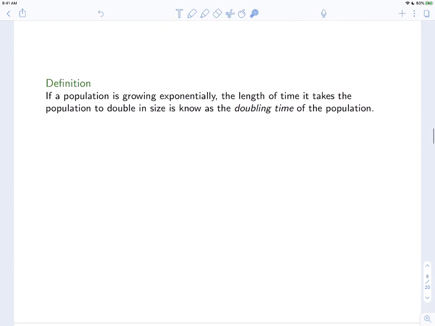This leads us very naturally to a definition. If a population is growing exponentially, the length of time it takes the population to double in size is known as the doubling time of the population. In our previous example, the doubling time was 10 minutes because we were told that every 10 minutes the cells divided, so the population doubled.